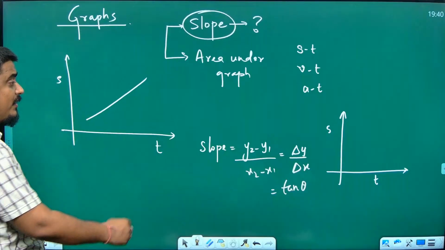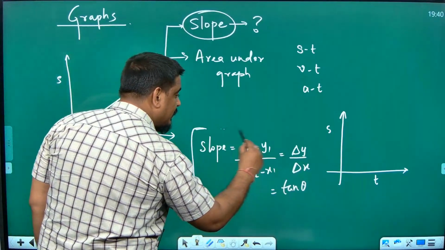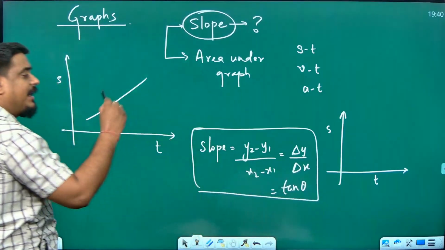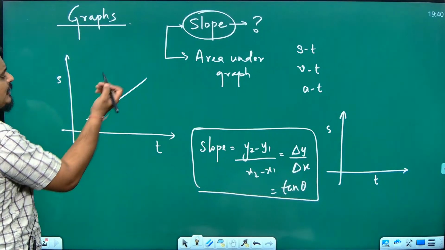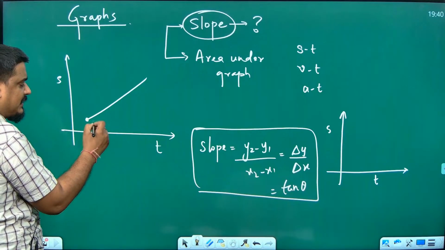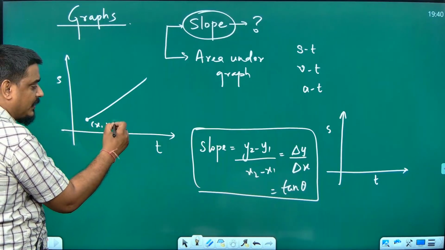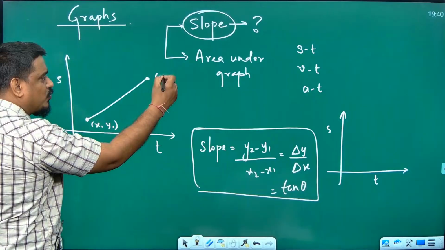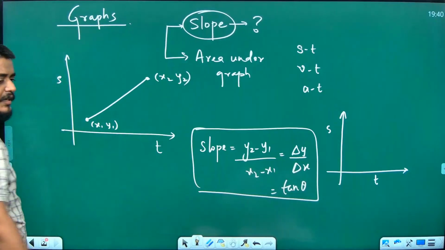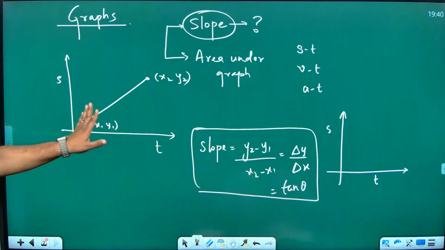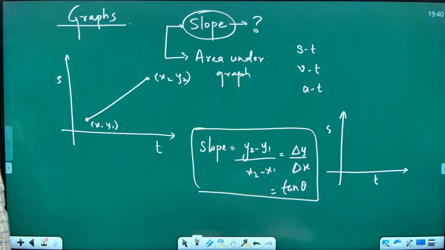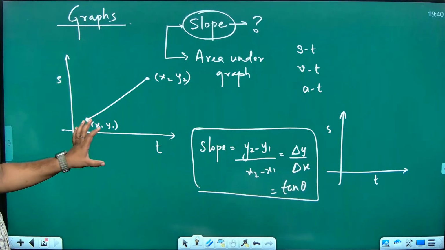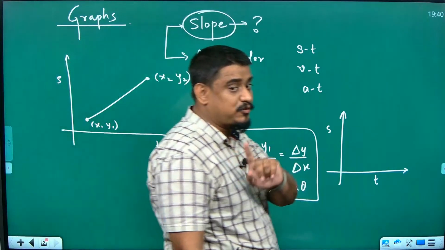So you will learn that the slope of any graph can be found out by various methods. If you have a graph known, suppose I have coordinates known, suppose this coordinate is x1 comma y1 and this coordinate is x2 comma y2, then the slope of this graph can be found by the formula y2 minus y1 by x2 minus x1. That is, what is the change in the y-axis, what is the change in the x-axis, you divide both, you get the answer of slope.